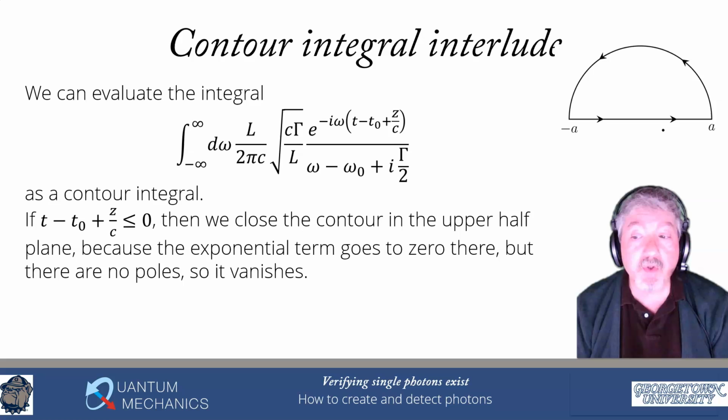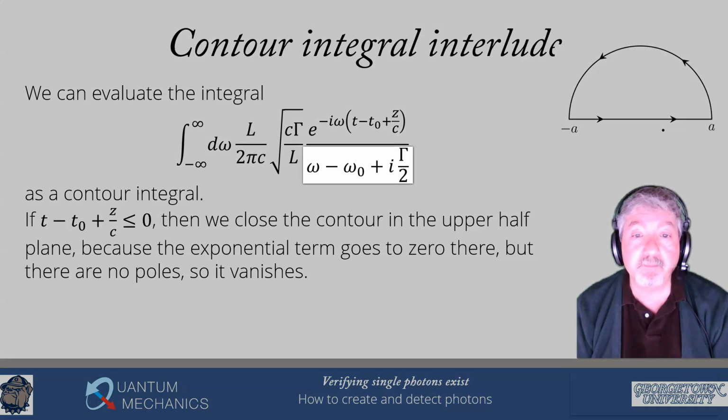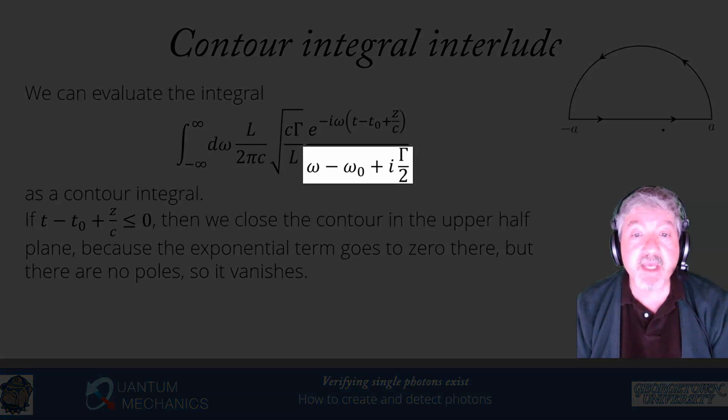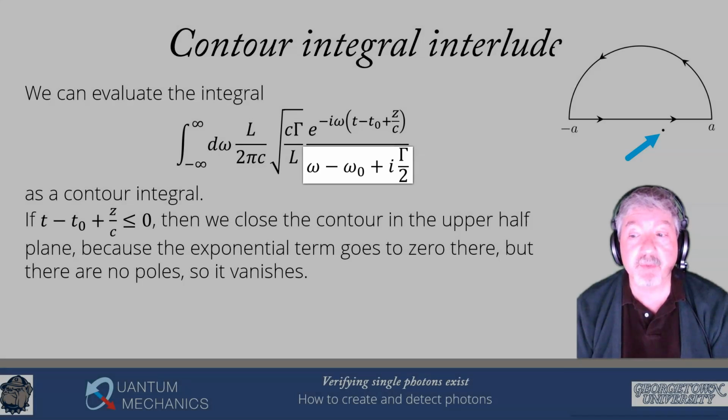And of course, there are no poles inside there, because the pole appears when omega is equal to omega 0 minus i gamma over 2, and gamma is a positive number.